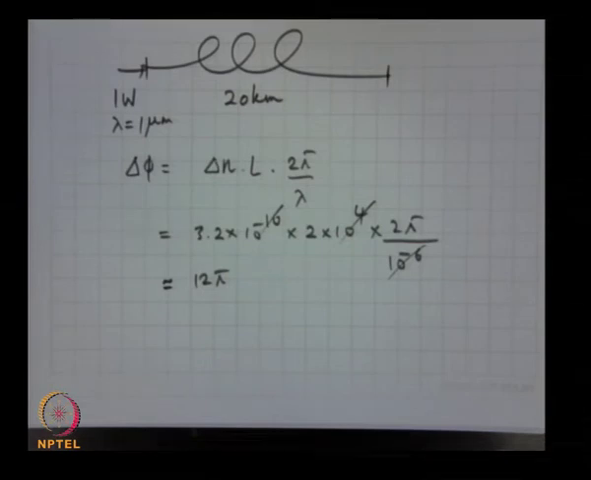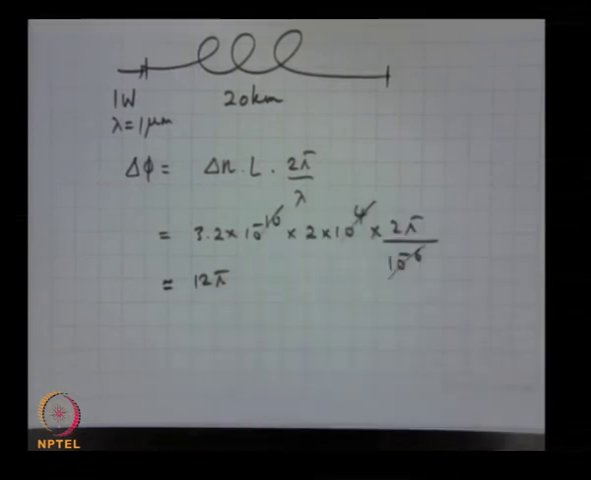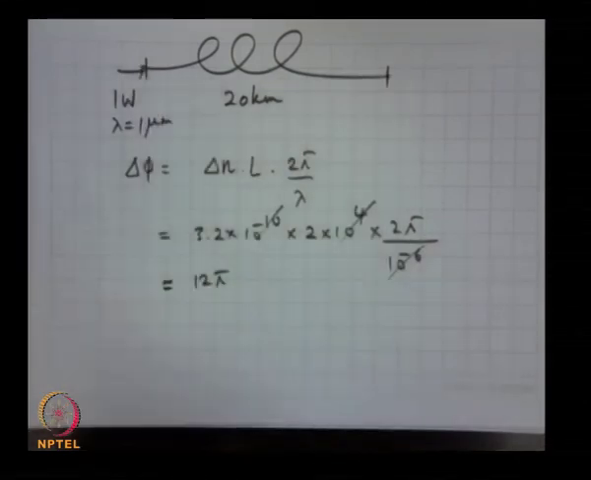Remember, a pi phase change takes you from maximum interference to minimum interference, and 12 pi is a huge phase change, and that's happening because of this factor here. This factor, L by lambda, is approximately 10 to the power 10. Because the wavelength is very short compared to the length of propagation, the cumulative effect of this change in refractive index can be very significant. So the phase of the output light can be changed by changing the input power.